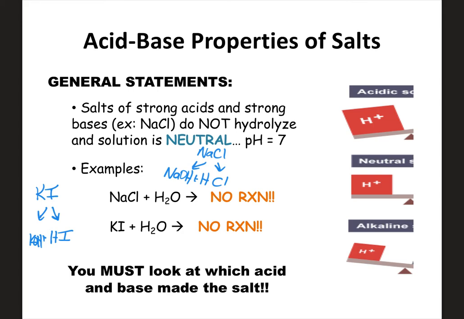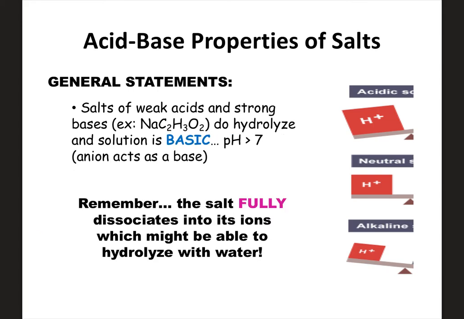So any salt that comes from a strong acid and a strong base is not going to hydrolyze with water, and it's going to be neutral. Salts that came from a weak acid and a strong base will hydrolyze here, and the overall solution will be basic, or a pH greater than 7. All right, so this kind of makes sense. If it came from a weak acid and a strong base, you can see in your head, oh, well, the base is stronger, so it's winning. You're going to have a basic pH here when this hydrolyzes.